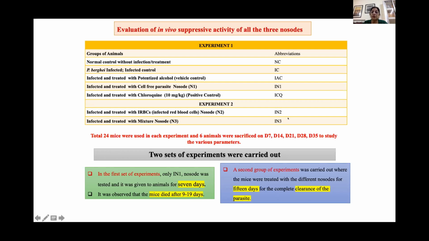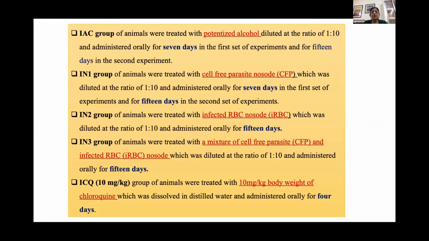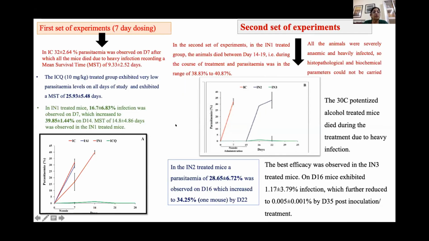So we repeated this with the N2 as well as the N3 group, where we had 6 animals per group, and we checked the parasitemia and different parameters on day 7, 14, 21, 28, and 35. So these are the groups of animals which we studied. I think I've already shown this. Now, we also gave the animals the nosodes, which were diluted in the ratio of 1 to 10, and they were administered for 50 days. Chloroquine was given at the rate of 10 milligram per kg body weight, and this was given only for 4 days, as is the standard treatment in the case of chloroquine.